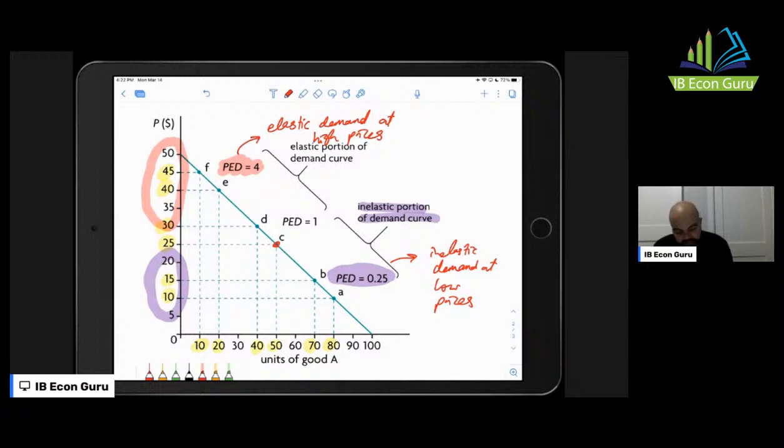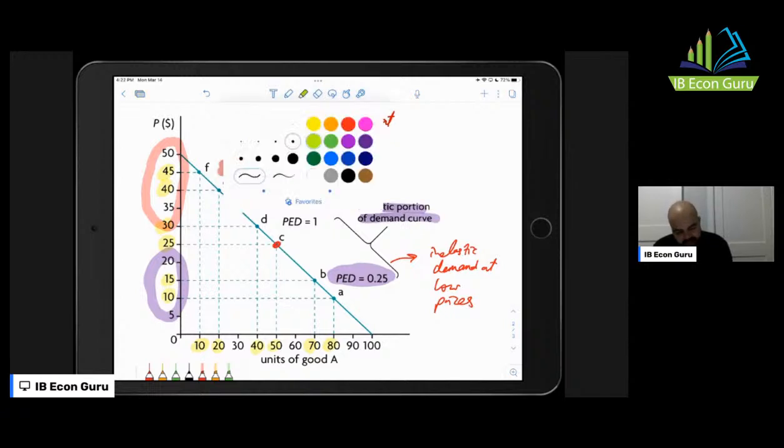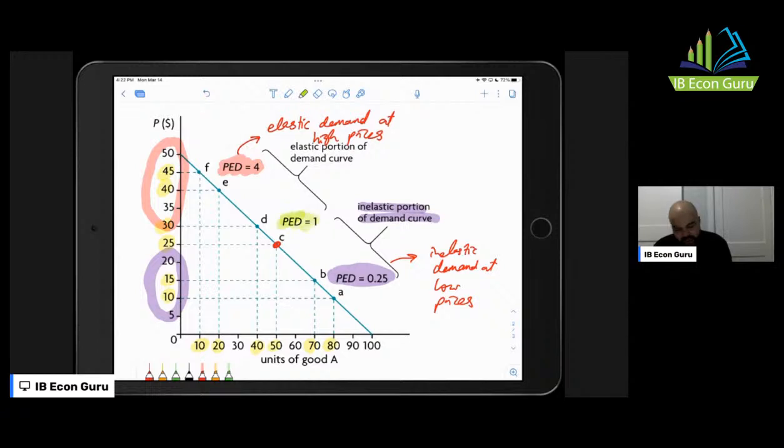At the midpoint, demand is unit elastic. And you can verify, if you take these numbers here and calculate PED, you'll get a PED of 4. These numbers, you'll get a PED of 1, and these numbers, you'll get a PED of 0.25. The point is, when the product is expensive at very high prices, demand is likely to be more price elastic. At low prices, demand is more price inelastic. At the midpoint of the demand curve, demand is unit elastic.